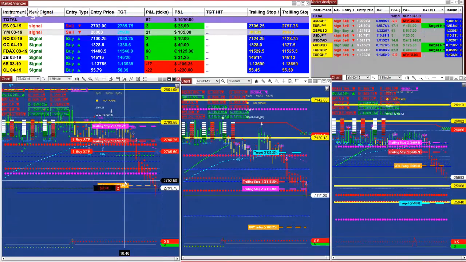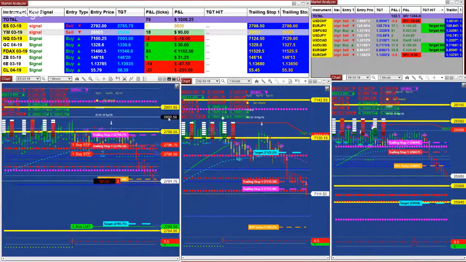Signal 91.75 entry. The auto trade took it. Your target is 2785.75. Now we are waiting on a new signal.